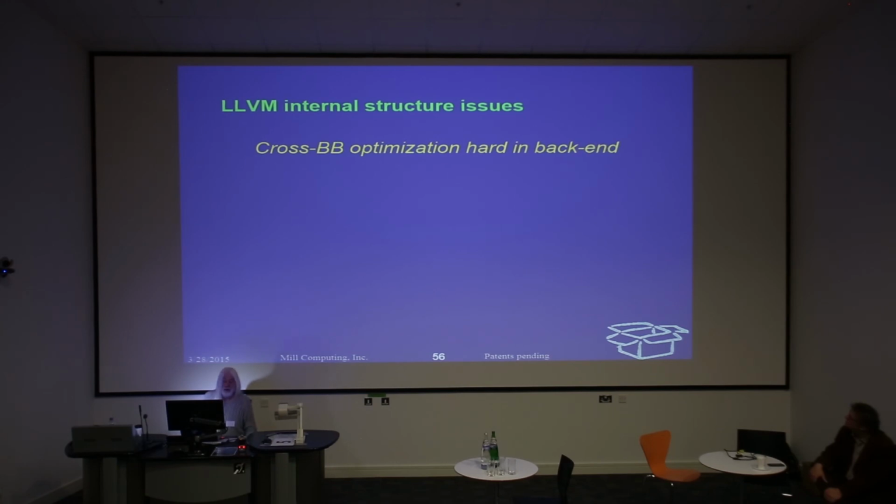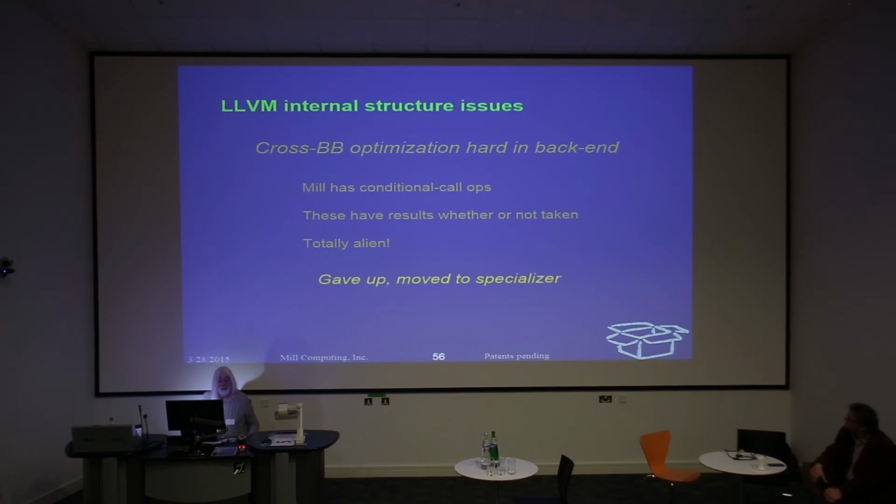Cross-basic block optimization is difficult in the back end. We need to do a lot of it. For example, we have conditional call operations, and recognizing that these are applicable turned out to be rather difficult, particularly because these have results whether or not they are taken, and that is completely alien to the model. We gave up and moved those to the specializer.